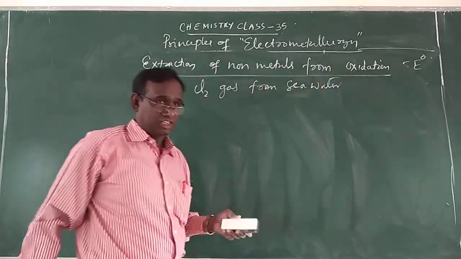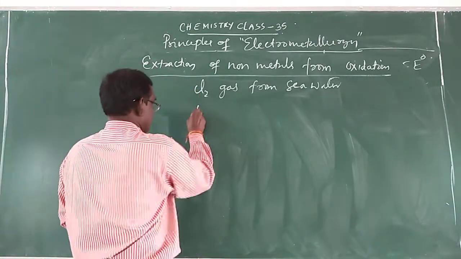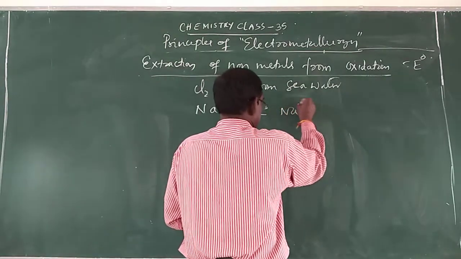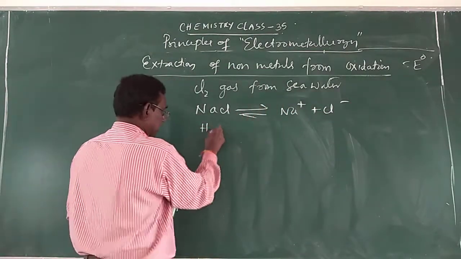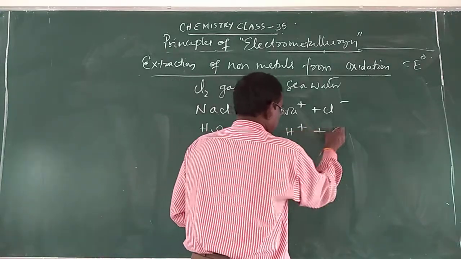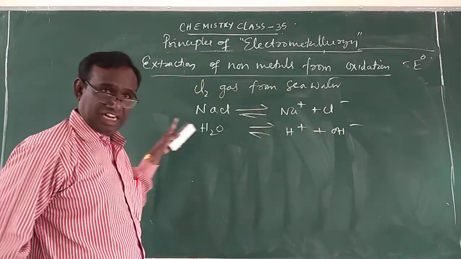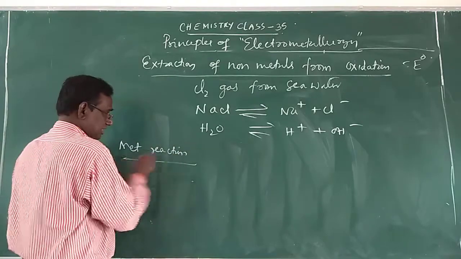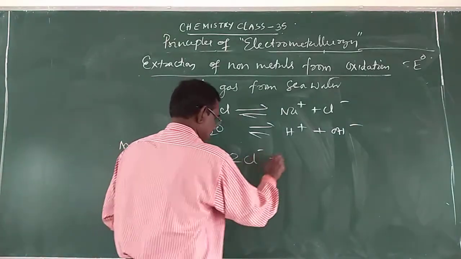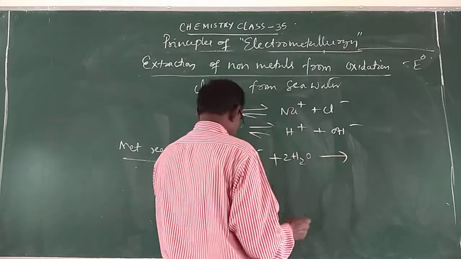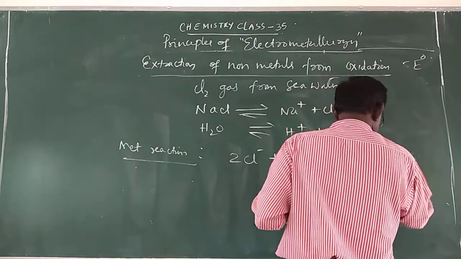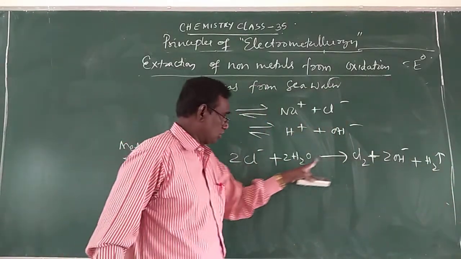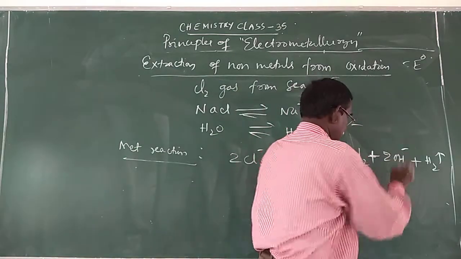You know that seawater contains sodium chloride. NaCl in water gives rise to Na+ and Cl-, and water, H2O, gives rise to H+ and OH-. But what is the net reaction that takes place? You can write the net reaction as 2Cl- plus 2H2O giving Cl2 plus 2OH- plus H2.